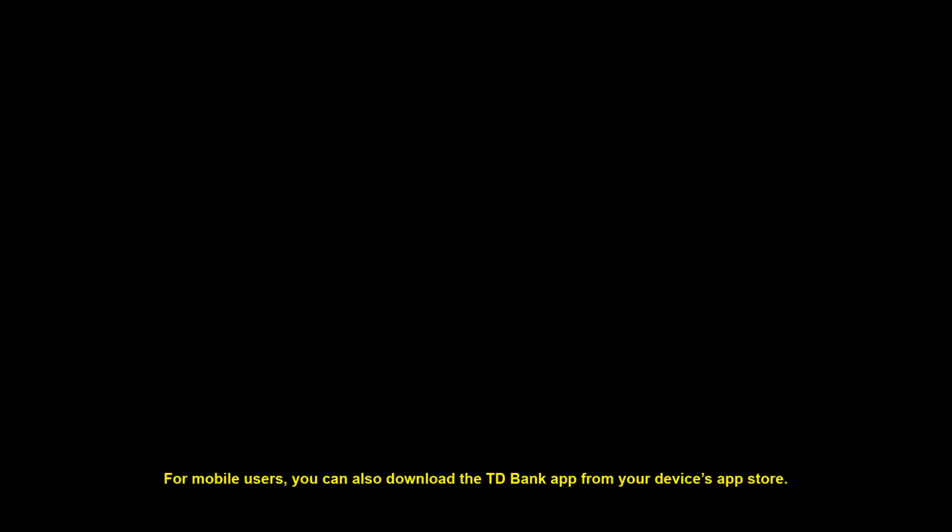For mobile users, you can also download the TD Bank app from your device's App Store. Open the app and tap on the login icon. Enter your user ID and password as you did on the website. Follow any additional prompts, including verification if required. After logging in successfully, you can manage your credit card, view statements, and check your balance.